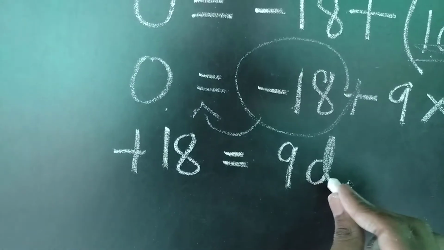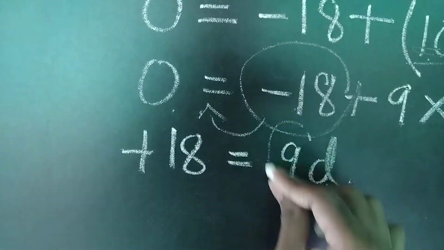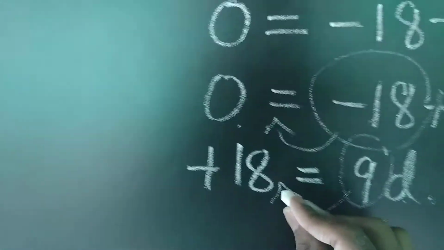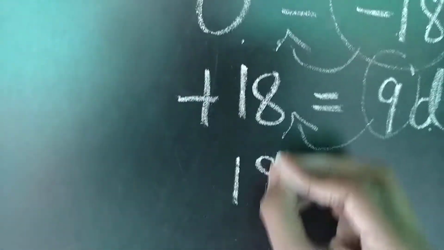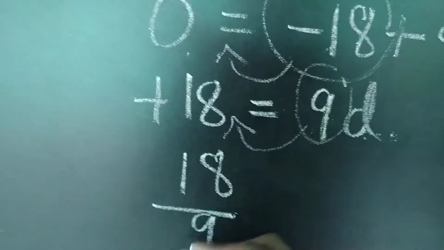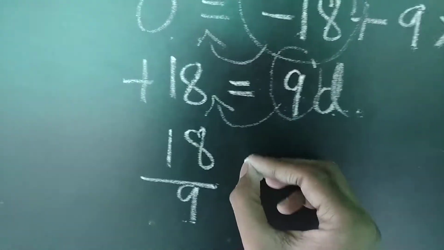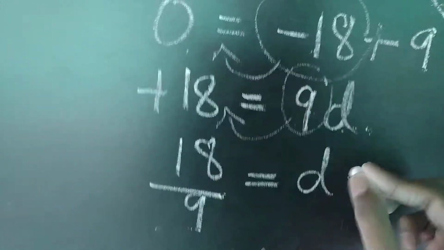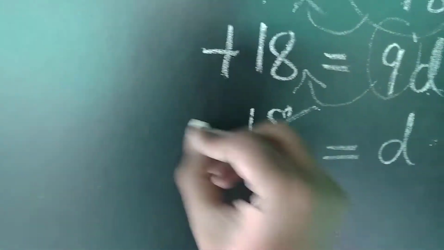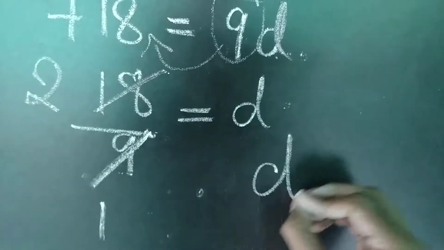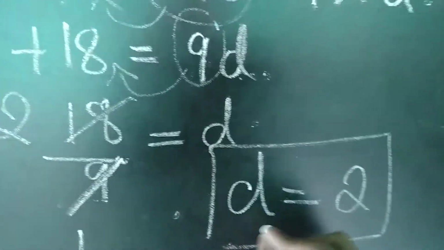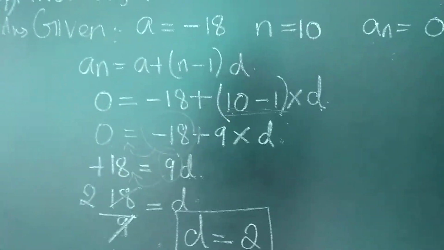So we need to find what is the common difference. So shift this 9 also towards the LHS. If this 9 goes to the LHS, it will become 18 by 9. Since it is multiplication, if it goes there, it will become division. 18 by 9 equals d. So cancel this. 9 ones are 9, 9 twos are 18. So your common difference is 2. So this is how you need to find the common difference.